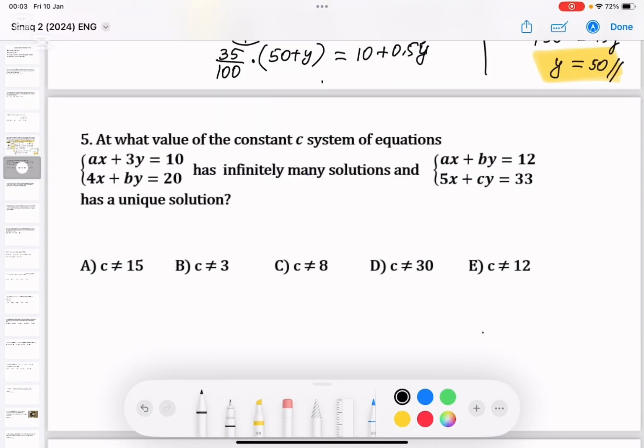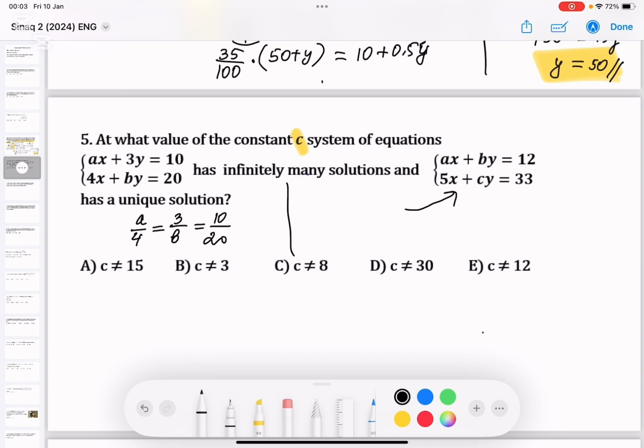At what value of the constant c does the system of equations have infinitely many solutions, and the second part, at what value does this system of equations have a unique solution? Well, for a system of equations to have infinitely many solutions, particularly if the equations are given in general form, as these two linear equations are, the ratio of all coefficients must be the same. So basically a over 4 equals 3 over b, which must be equal to 10 over 20.